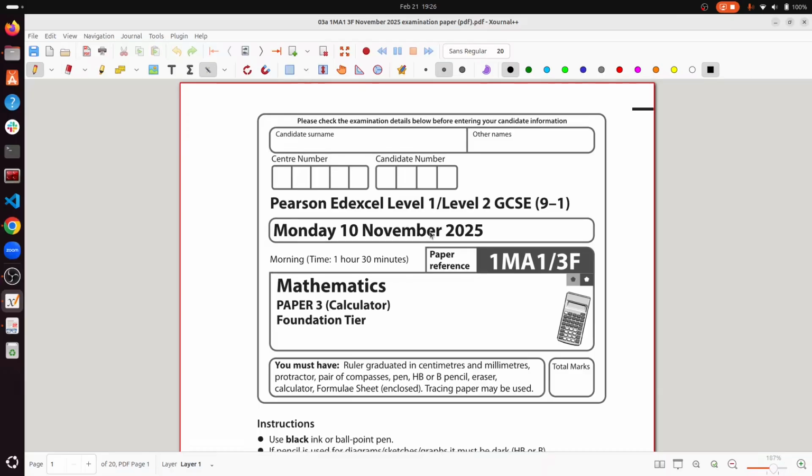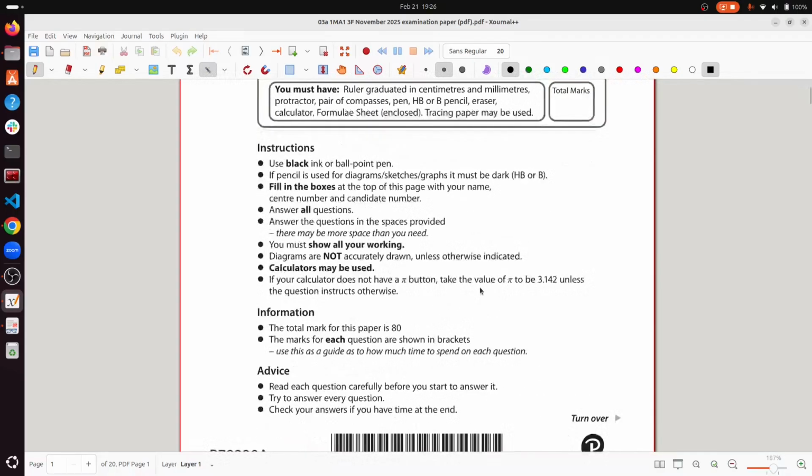We are going to be going over November 2025, paper 3, and it's a calculator paper as well. So please have your calculator by your side and let's dive in.